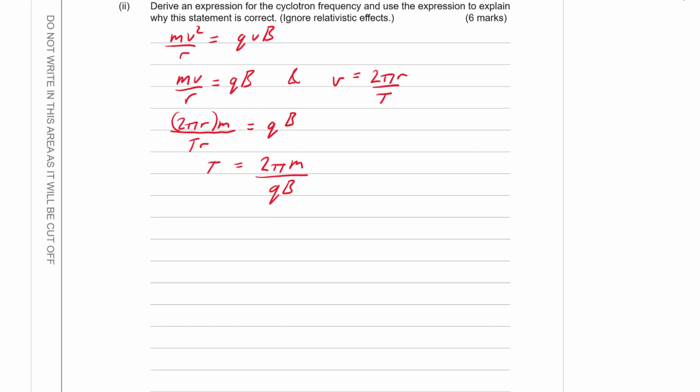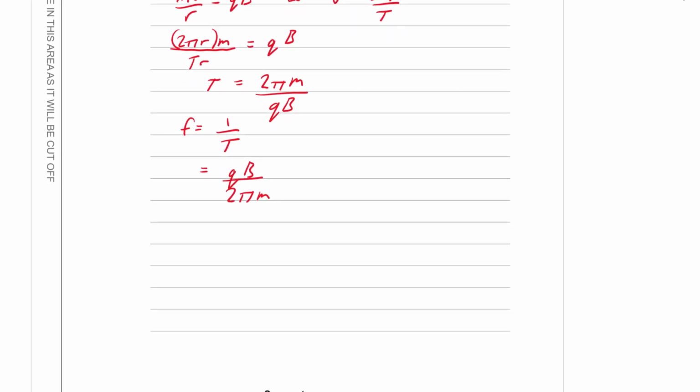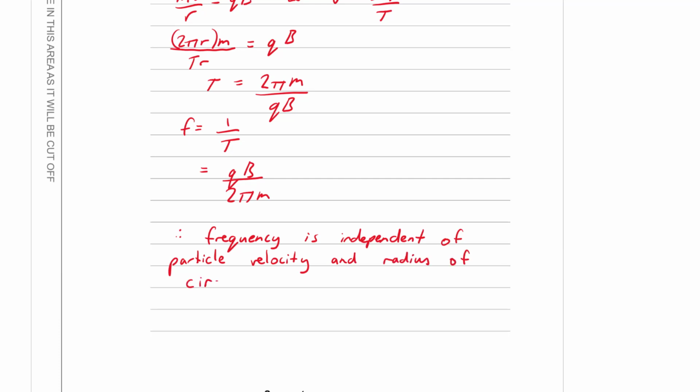Now that I've got the period of the cyclotron, I can work out the frequency, because frequency is just 1 over the period, and that's going to be equal to QB on 2 pi m. And once I've gotten here, I can say, therefore, the frequency, notice in that equation, there is no velocity and there is no radius. So the frequency is independent of particle velocity and radius of circular path. So just bring it back to the original statement.